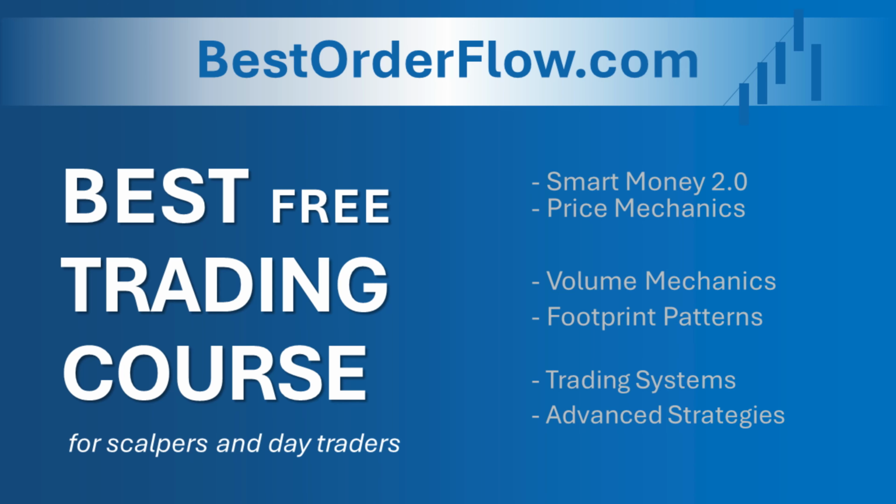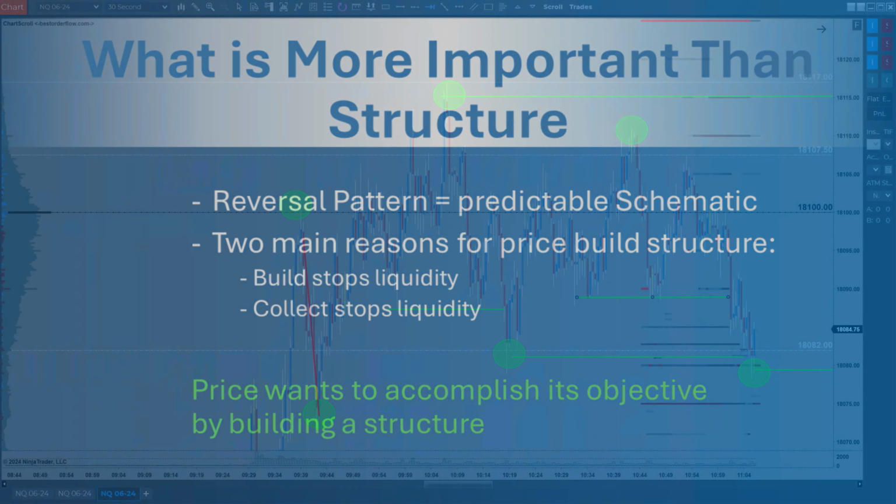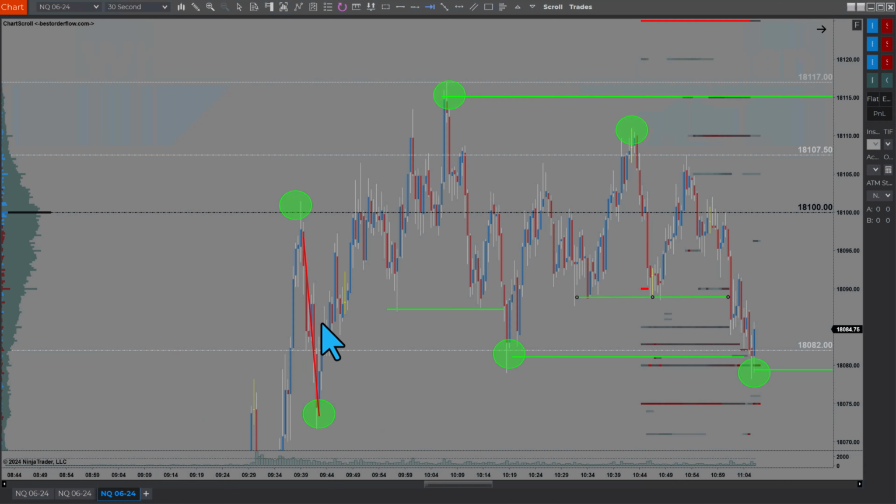Today we're going to consider what is more important than structure. Now, if we take a look at what the price structure is doing right now, the simple coordination is that this is the high, this is the low, this is the higher high, this is the higher low. So we're moving up, right?